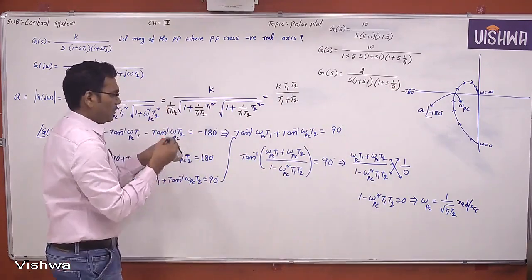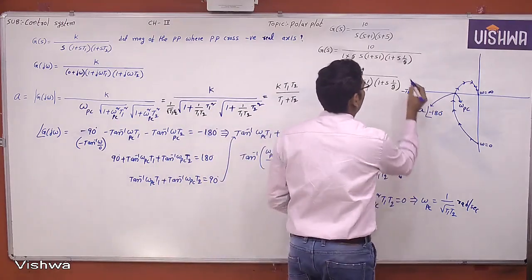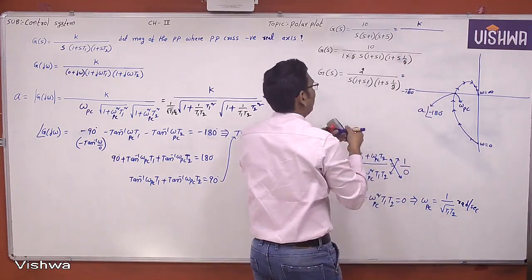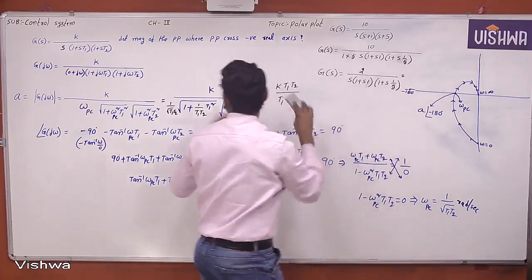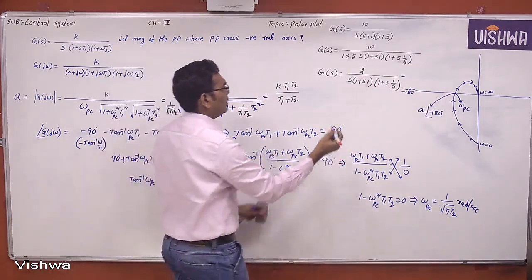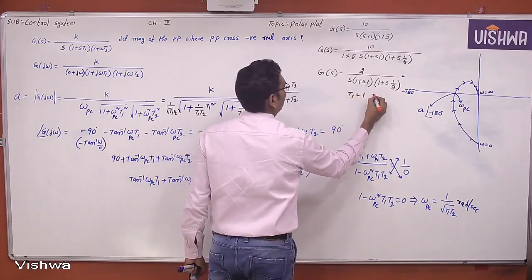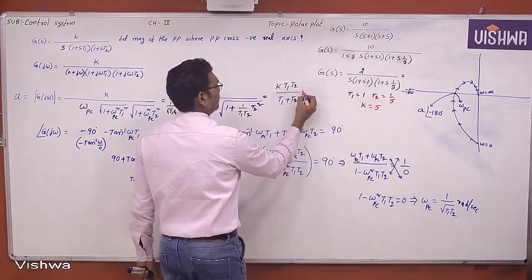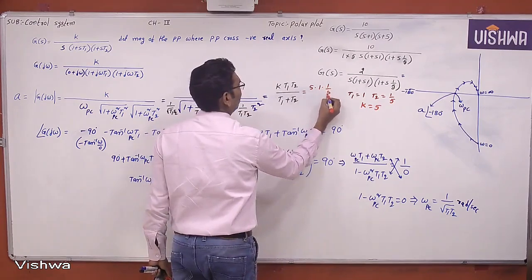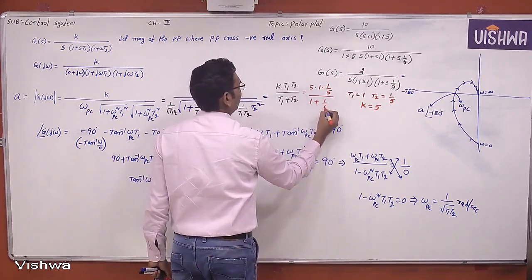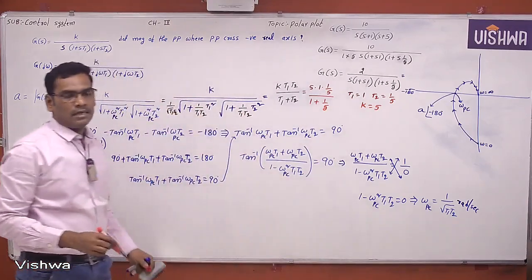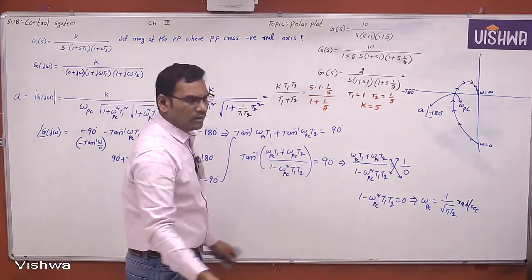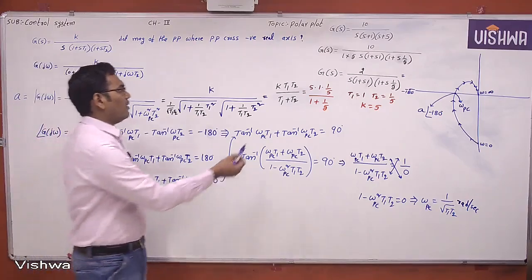Now it is in the same format, then you substitute. What is T1? Here T1 is 1, T2 is 1 by 5, K is 2. Substitute directly: 2 into 1 by 5 by 1 plus 1 by 5. The 5 cancels, and 1 by 3 is the answer. If the problem is directly in the same format, then you utilize this particular formula directly and substitute.